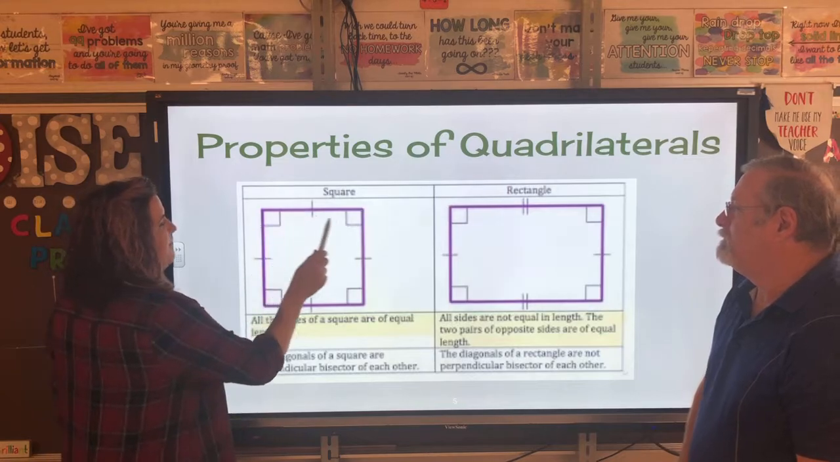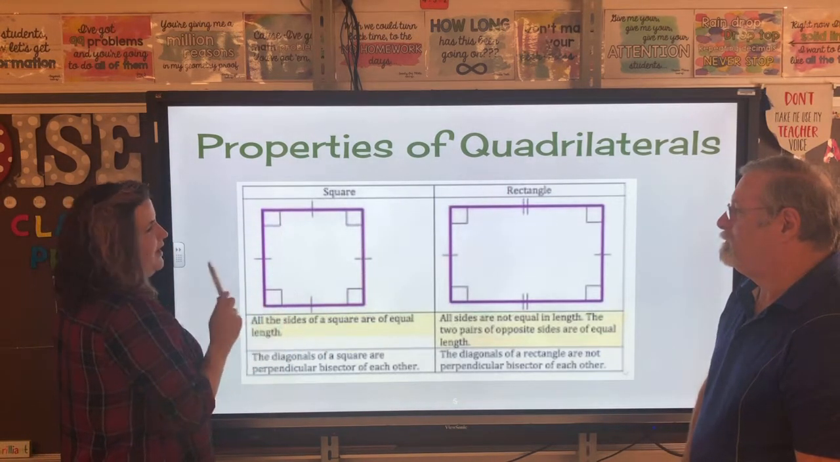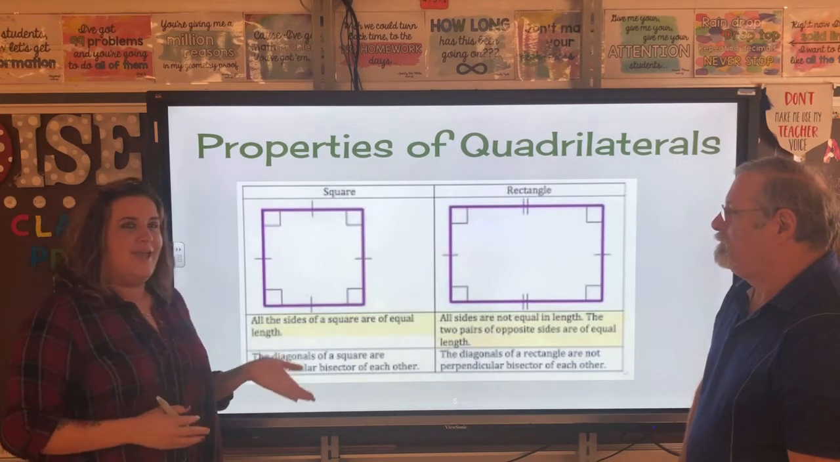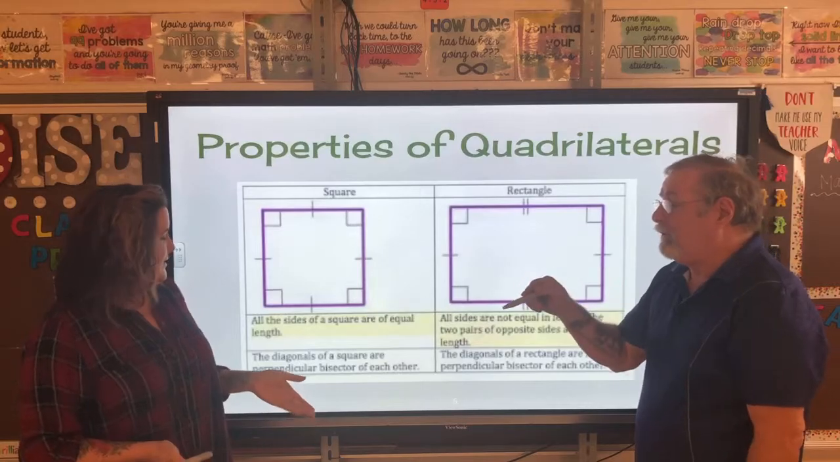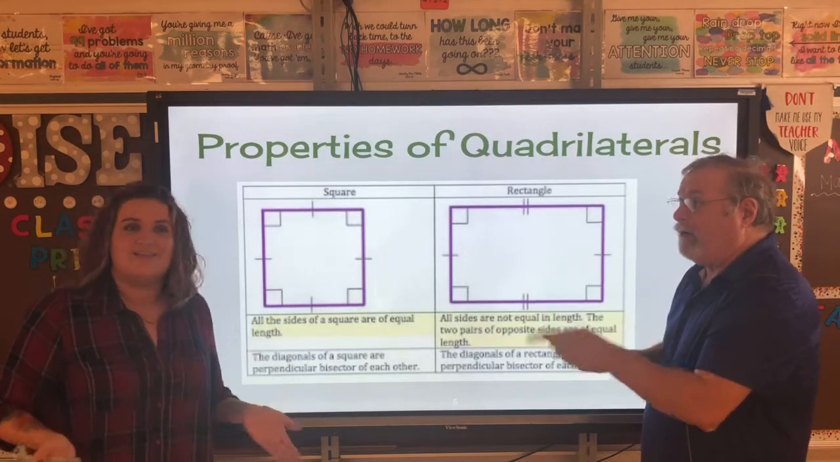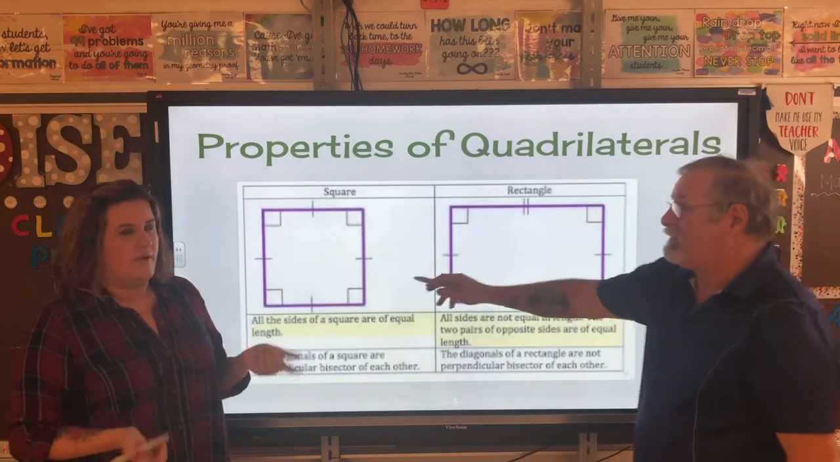We know that about a square, it has four congruent sides. It also is made up of four right angles. Opposite sides are parallel. Opposite sides are congruent. Opposite angles are congruent. Those are all things that are true of a square. A lot of those are true of rectangles, but not all of them. Because again, we have four 90 degree angles, just like a square.